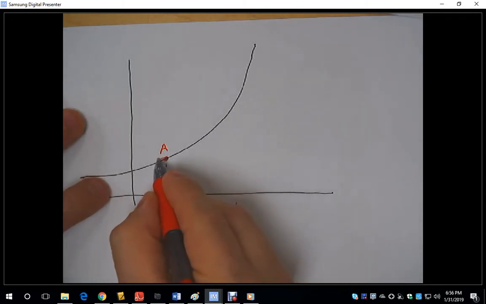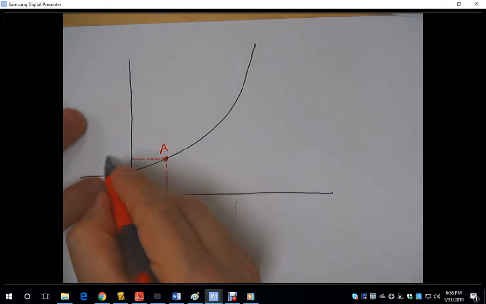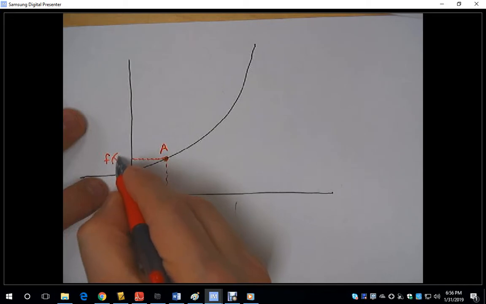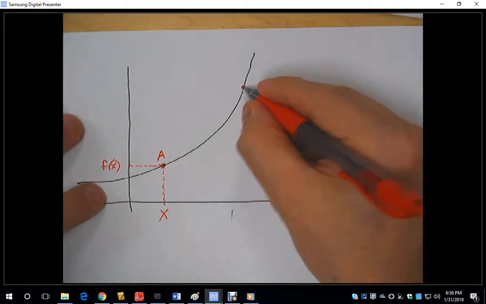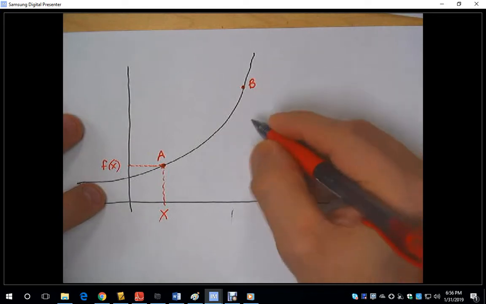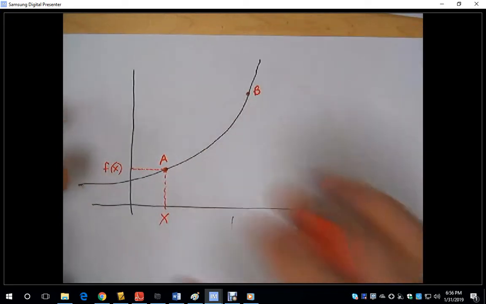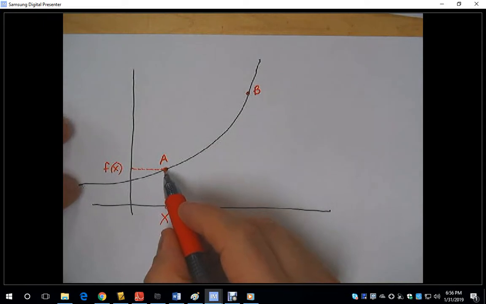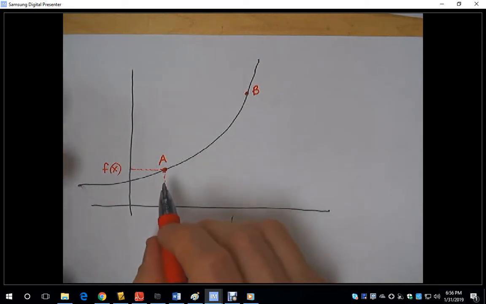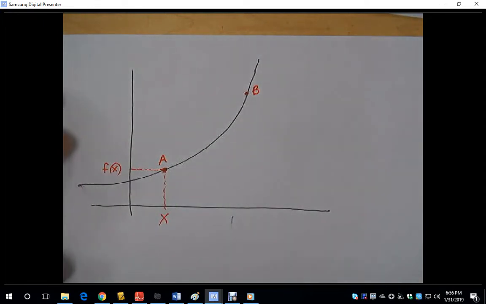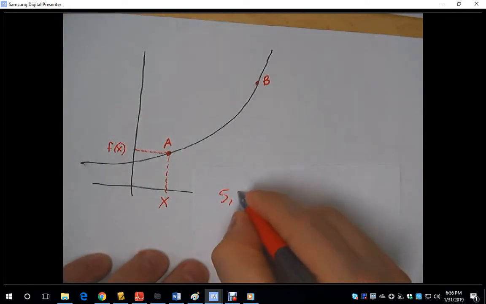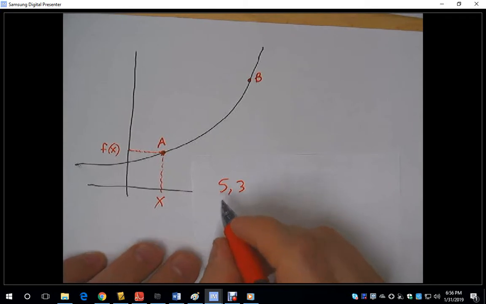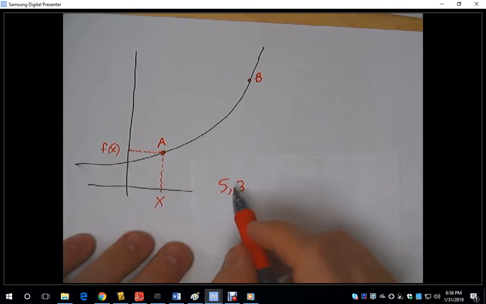And then, of course, there is some corresponding y value as well. We'll call this f of x. And then let's imagine that we have some other point. We'll call this some point b. And let me talk about why it would be difficult to come up with the instantaneous rate of change if we're given one point by itself, let's say that point is 5, 3. I want to come up with the instantaneous rate of change for this particular point.